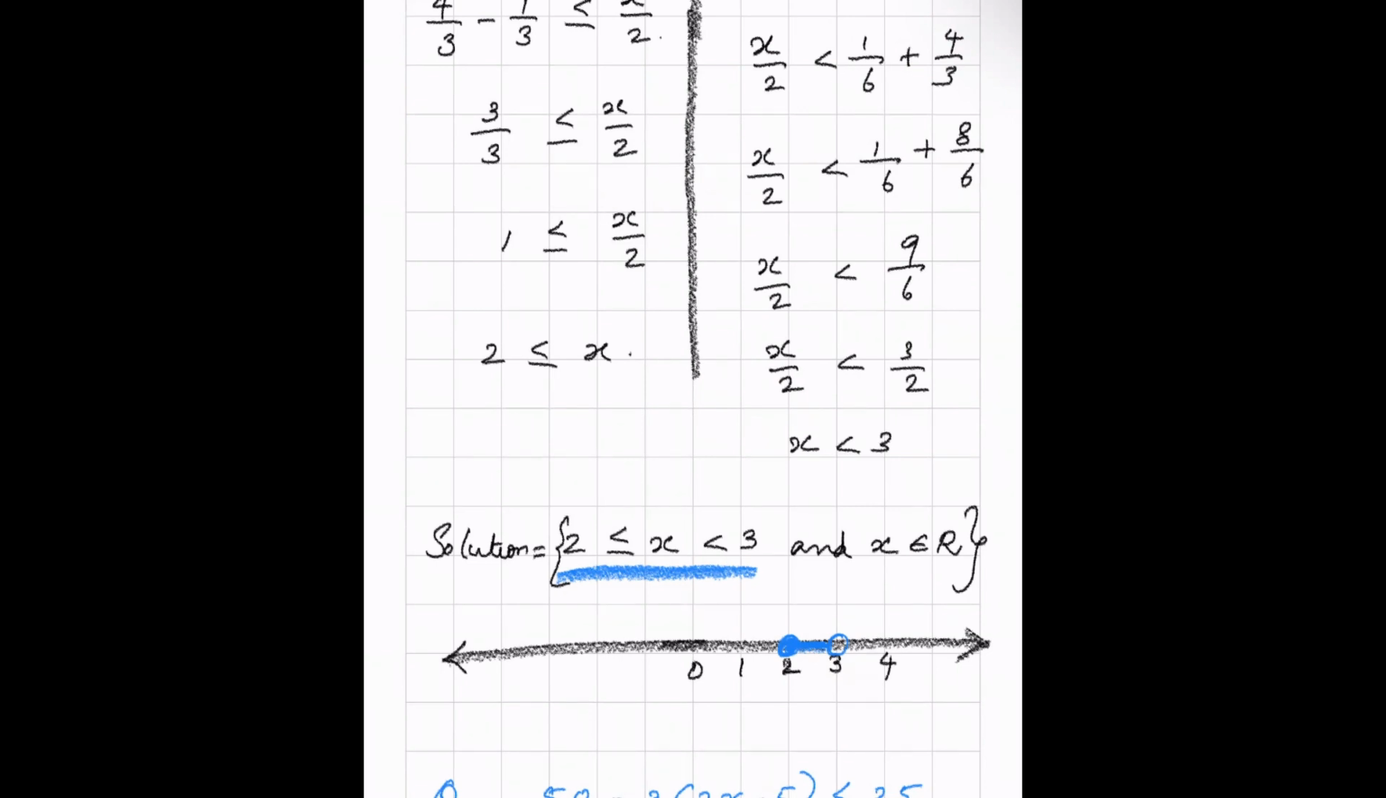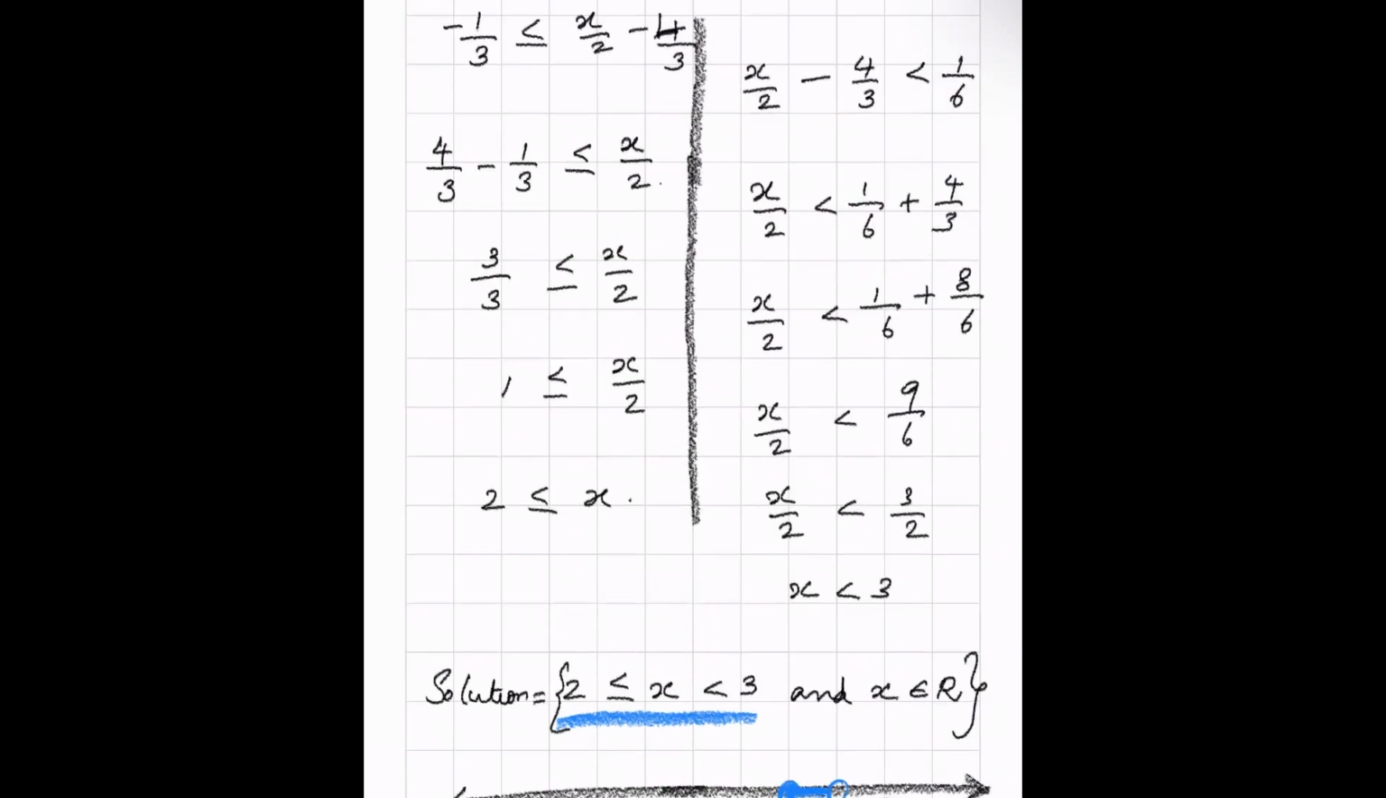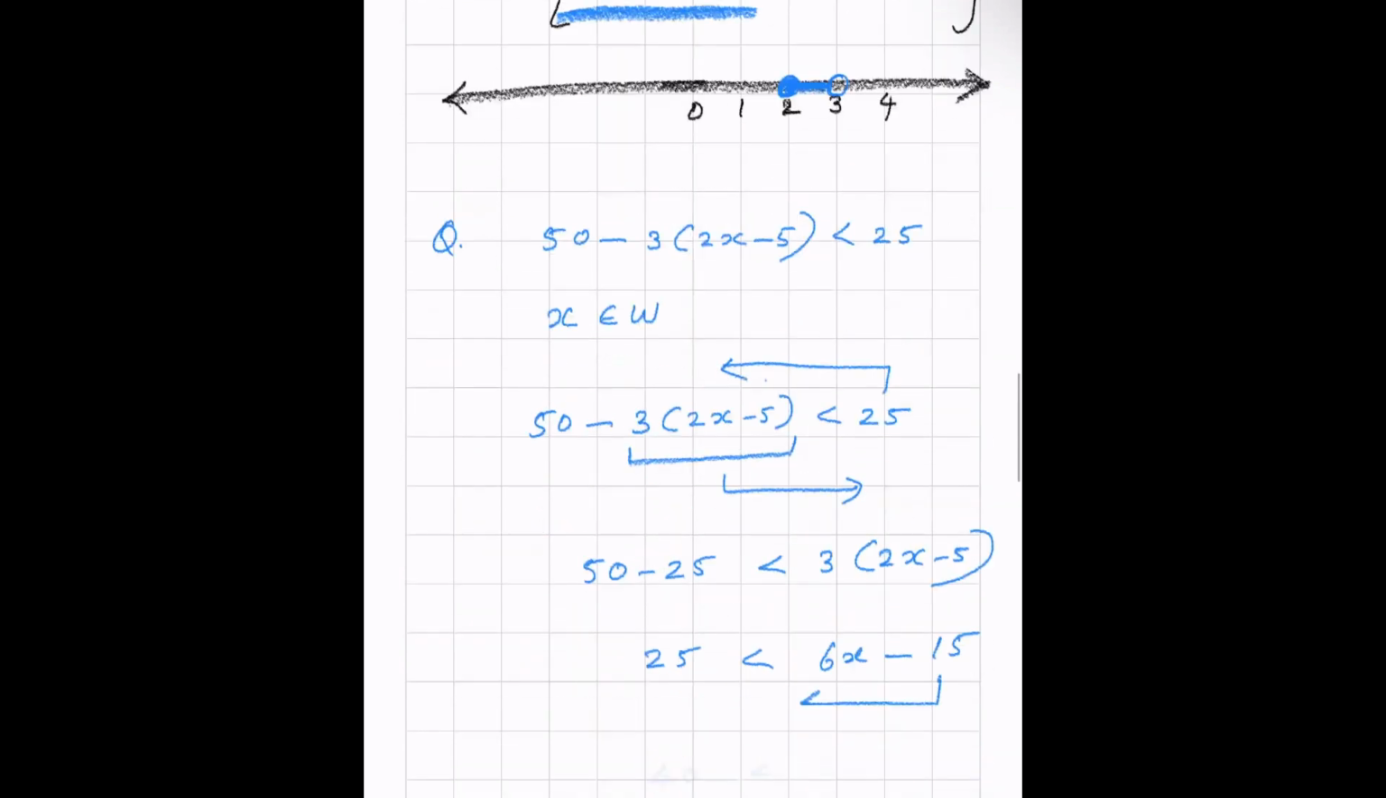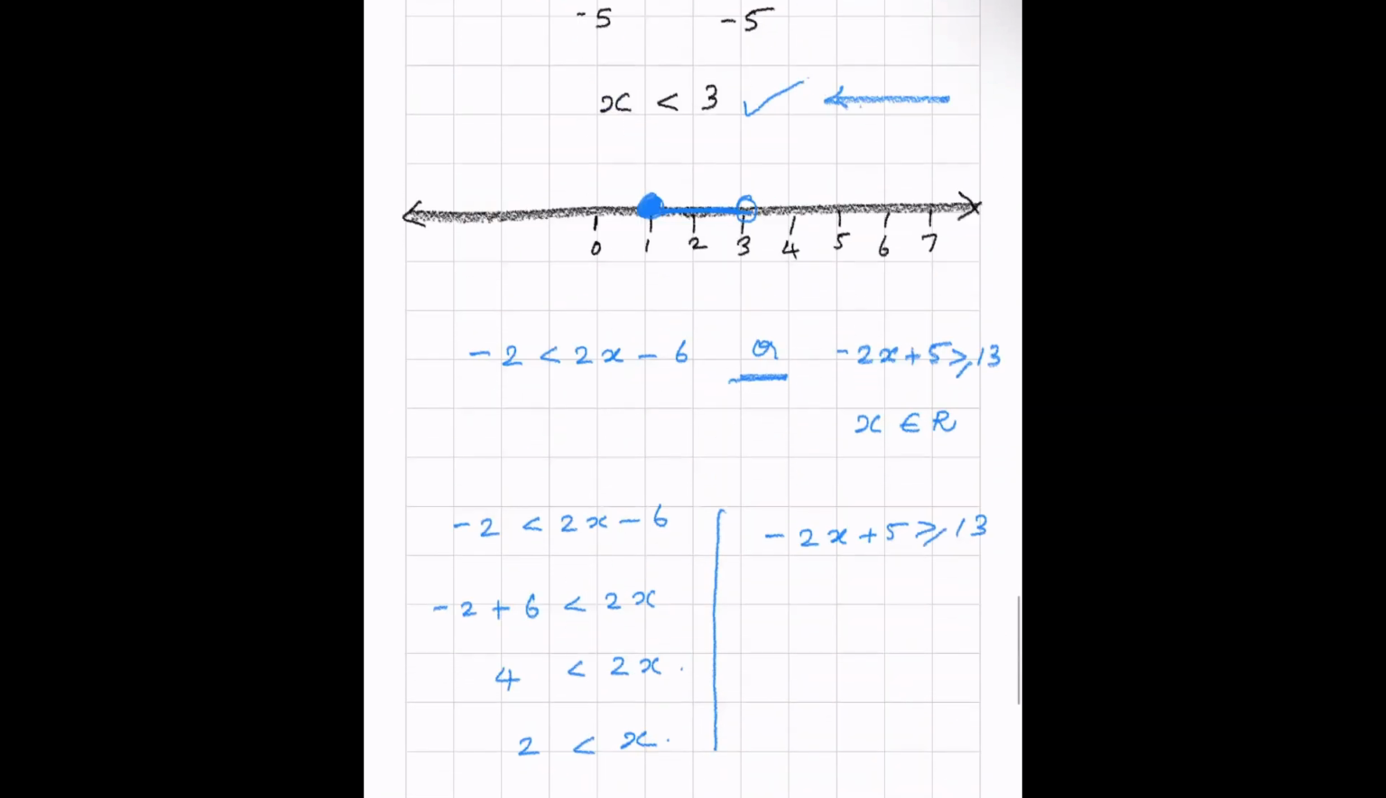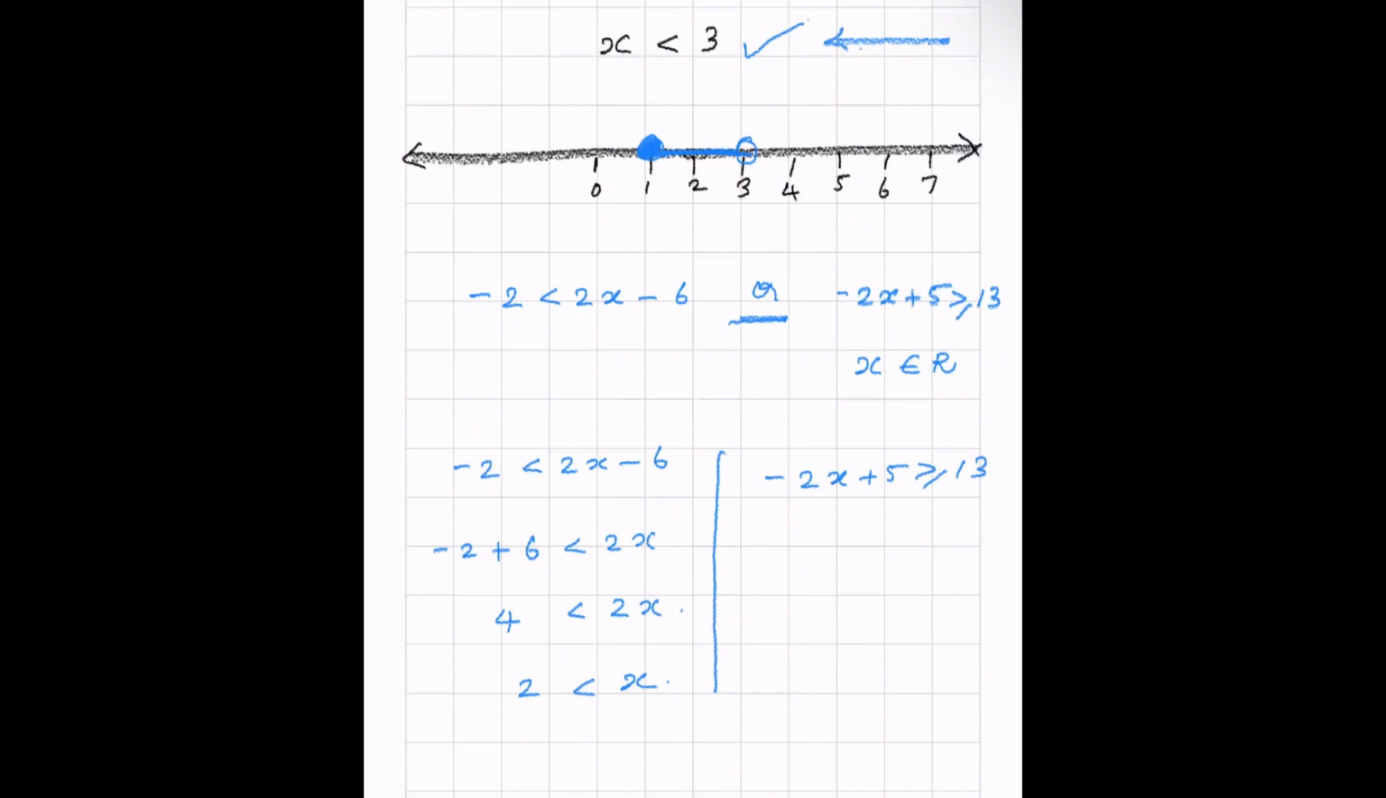So don't get confused about why I am not connecting the solution set here, whereas in the other case I am connecting the solution set. Don't get confused, because there two inequalities are combined. But in the kind of problem that we are doing right now, the inequalities are not combined.